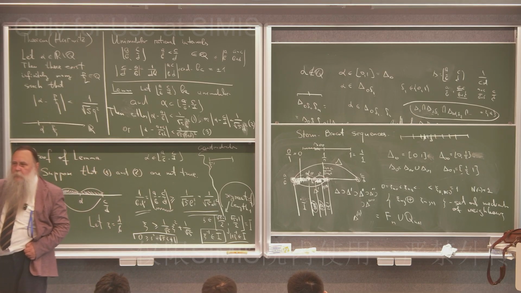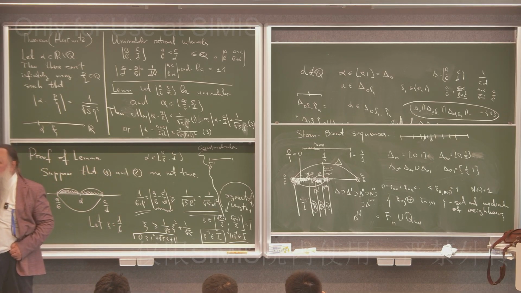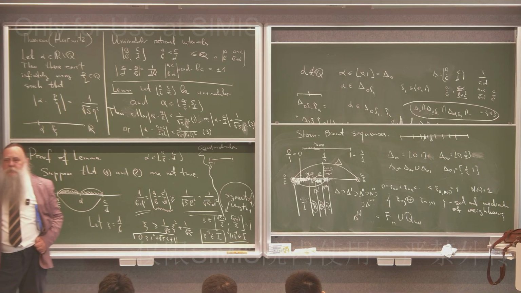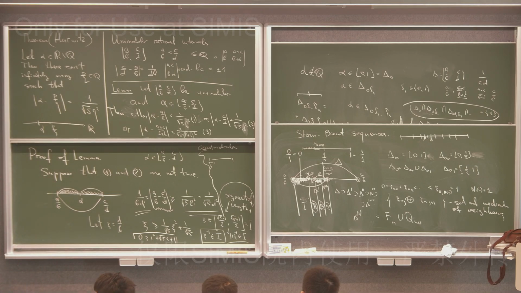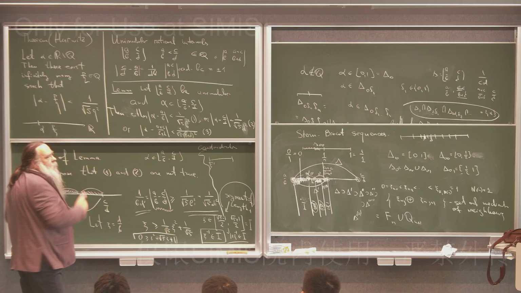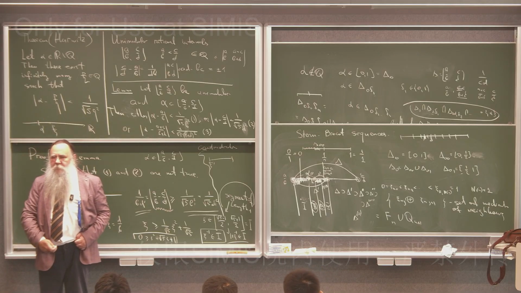But we assumed that alpha is irrational. So it is not possible in our algorithm that eventually we will go to the right only or to the left only. So we used the irrationality property and get infinitely many solutions.